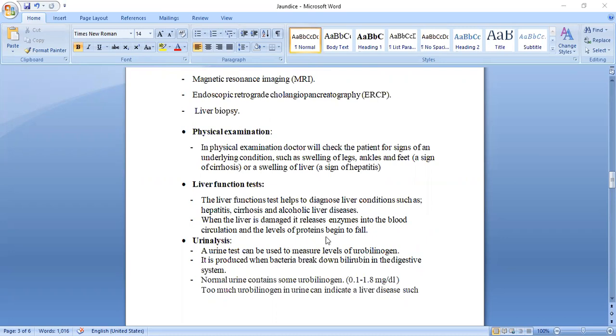And these levels of proteins began to fall. Due to this, we can see it in the liver function test. So that's why the doctor can diagnose that there may be a case of jaundice.